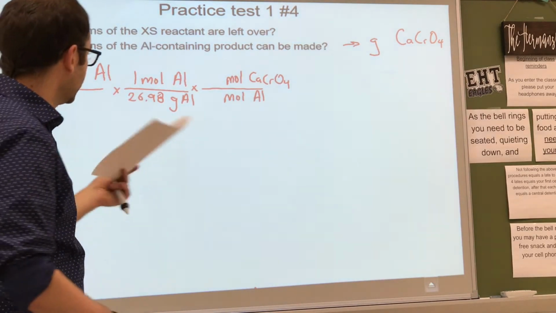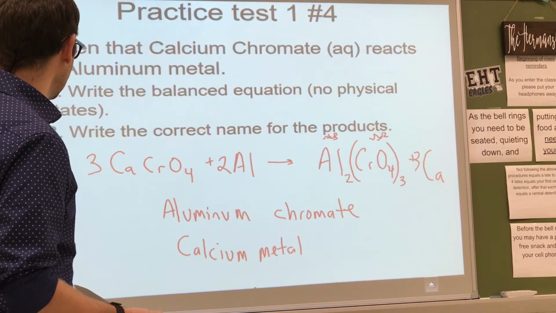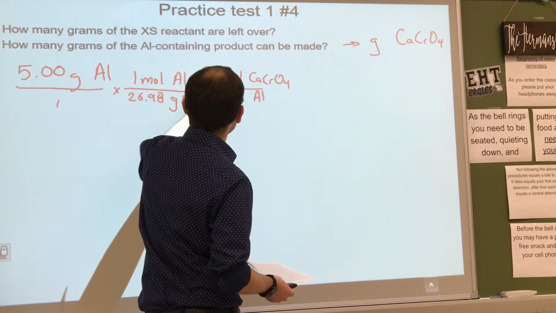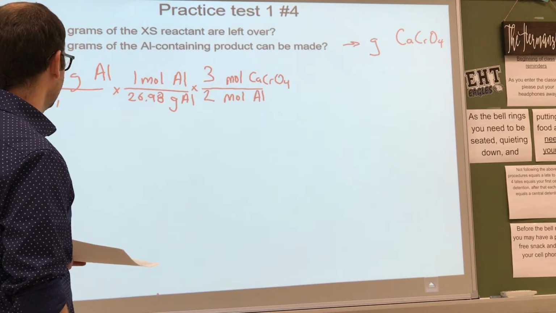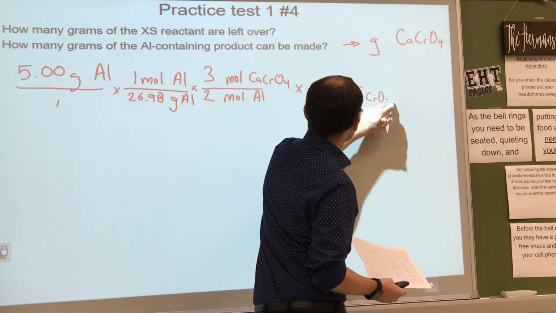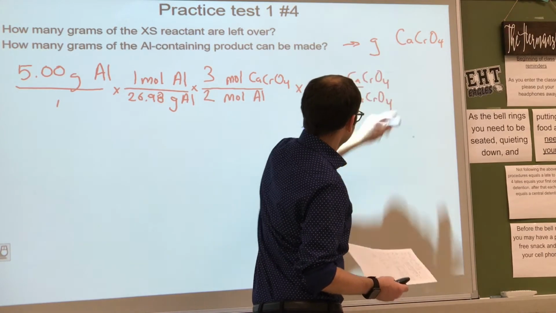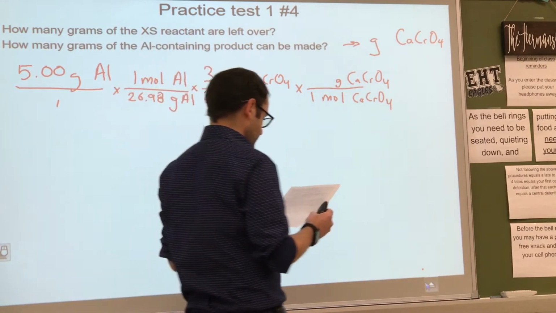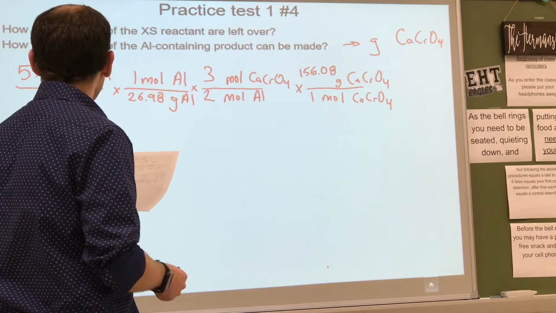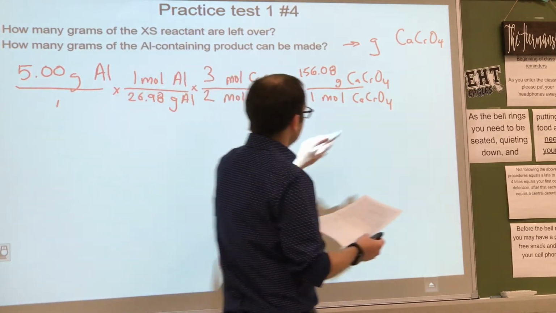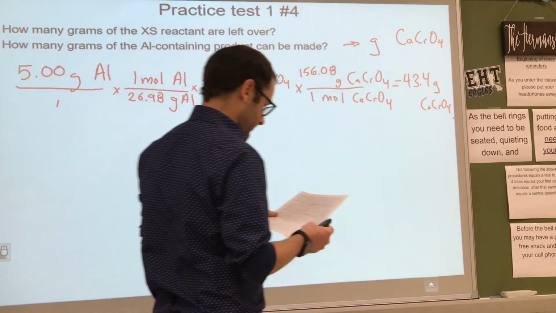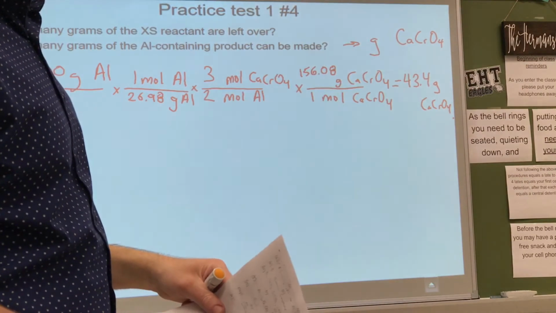Because we're going to moles of calcium chromate, moles of aluminum, we have to look back at the balanced equation to figure out how much of each. Aluminum is 2, calcium chromate is 3. Is that right? Yeah. And then we go 56.08 grams of calcium chromate, which would give us 43.4 grams calcium chromate. Everybody okay with that?